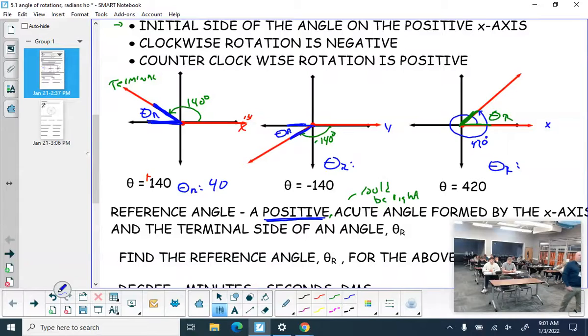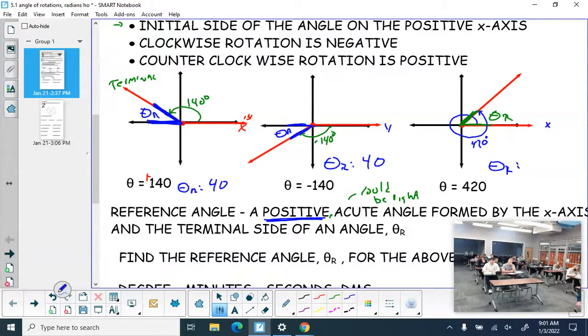Sean, what do you have for the first reference angle? 40 degrees still. Negative? No. Still positive, because the reference angle is a positive acute angle. So even though my rotation here is negative, you might think it's a negative 40. No, my reference angle is still 40 degrees. It's a positive acute angle. Last one.